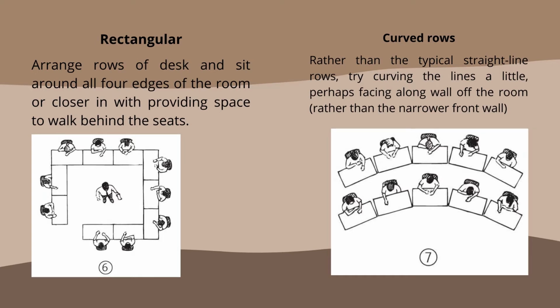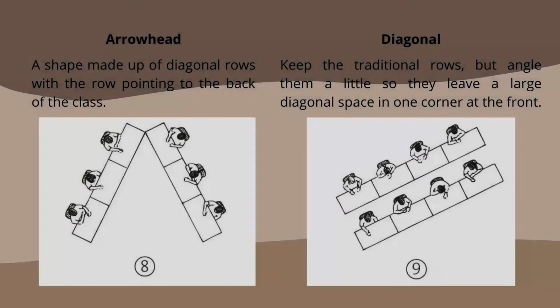Curved rows. Rather than the typical straight-line rows, try curving the lines a little, perhaps facing a long wall of the room. A row hat. A shape made up of diagonal rows with a row pointing to the back of the class. It allows more eye contact and also opens the space in front of the room to make it easier for students to come up and perform. Diagonal. Keep the traditional rows but angle them a little, so they leave a large diagonal space in one corner at the front.